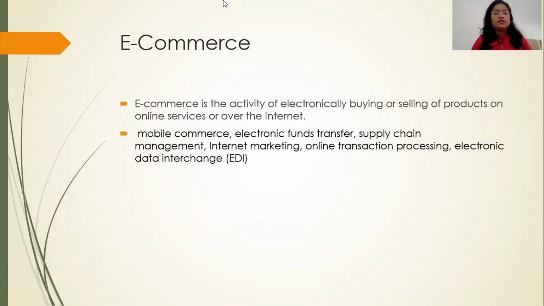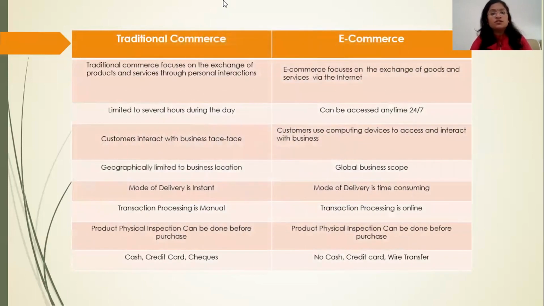We need to only consider the major difference between traditional commerce and e-commerce. As in traditional commerce, there is exchange of goods and services by paying money directly, and here in e-commerce, if we would like to check, there is electronic buying and selling of products online with the help of the internet. It can be used on various platforms such as I have discussed with you: mobile commerce, electronic fund transfer, supply chain management, internet marketing, online transaction processing, and EDI, that is electronic data interchange. Now, let's find out the differentiation points between traditional commerce and e-commerce.